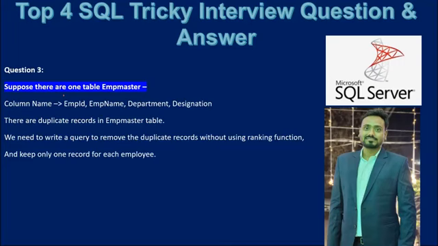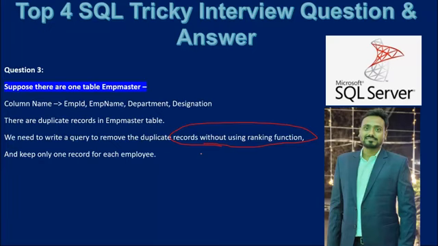Suppose there is one table having 4 columns: employee ID, employee name, department and designation. The table also has duplicate records. We need to write a query that removes the duplicates, without using any ranking function. So we cannot use row number or rank. Without those ranking functions, we have to write a query to remove the duplicates from the table.